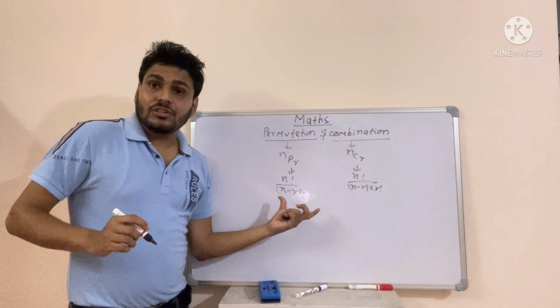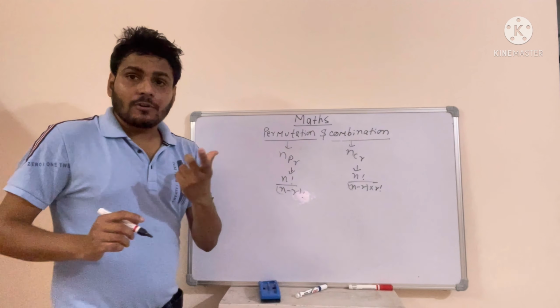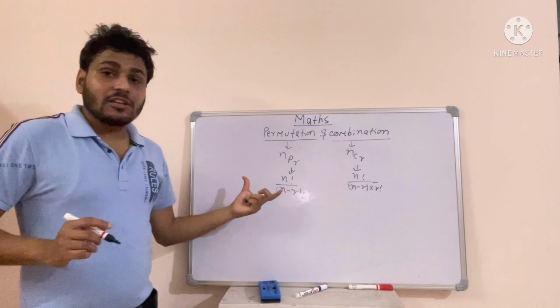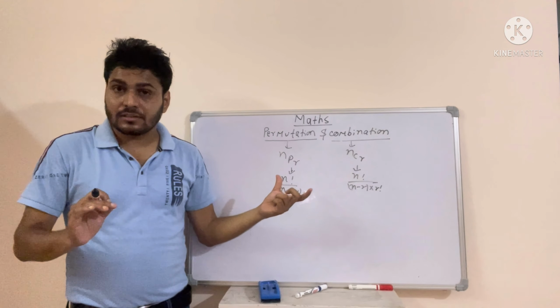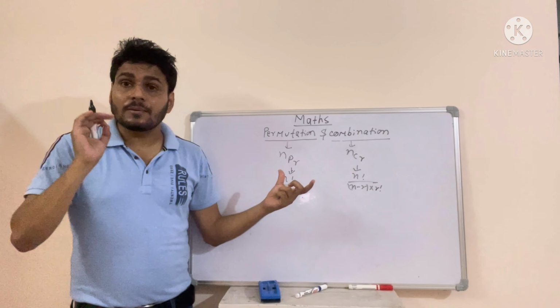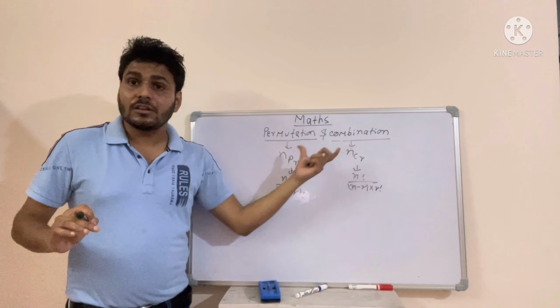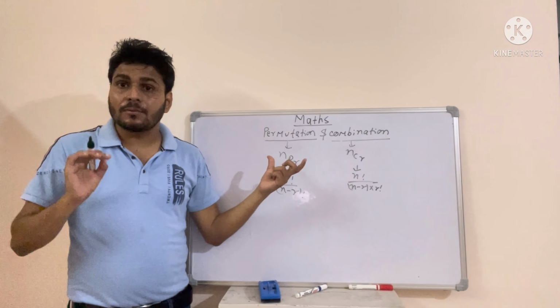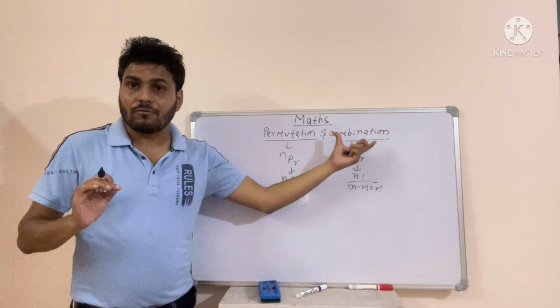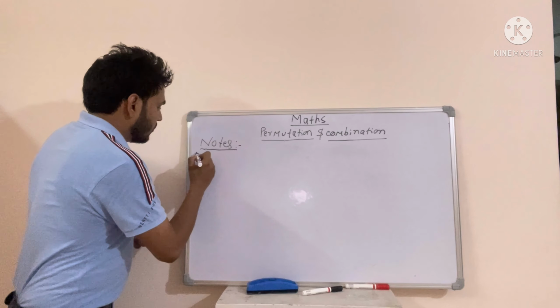Now I will teach you. In the first video I have taught you the main difference between this and this. Now I will give you some notes and properties. By the help of these notes and properties, all the sums of permutation and combination will be solved. Okay. Notes I am giving you.